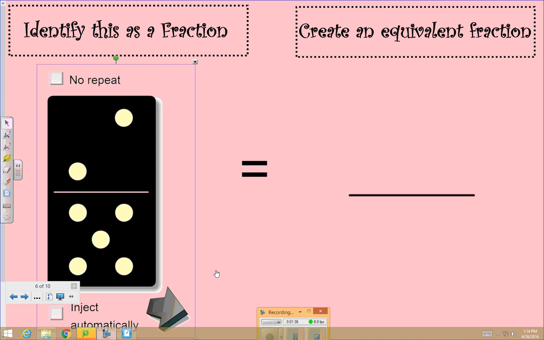You want me to do the first one? Yes, model. Okay. So this is 2/5. So what can we multiply by? We can multiply them both by 2, and we get, anybody? 4/10.